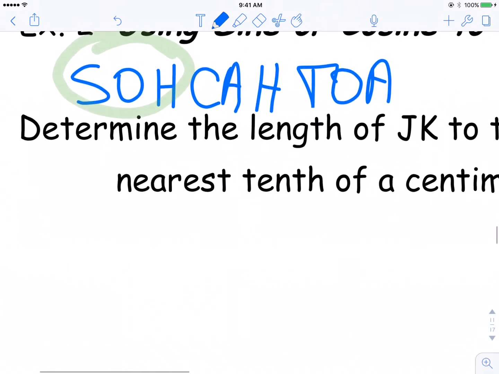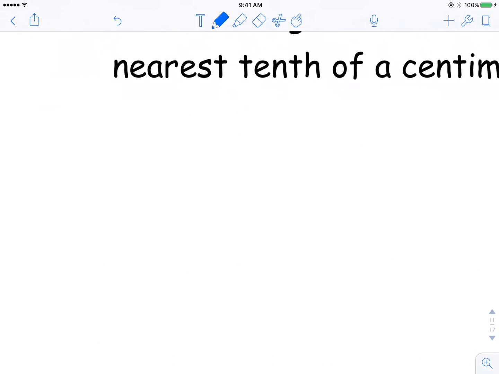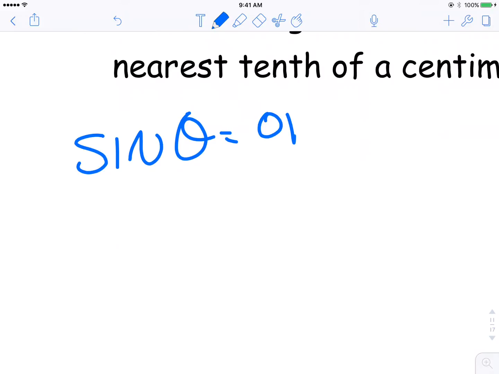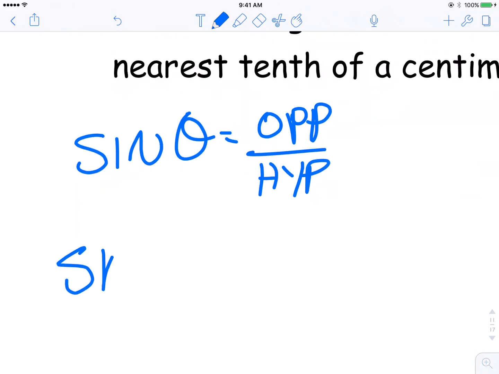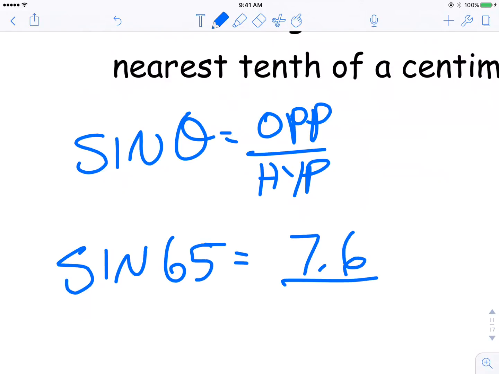Remember, all these calculations are exactly the same. The only thing that changes is which sides I use off my triangle and the trig function. So I start with my formula. Sine of an angle is equal to opposite over hypotenuse. I fill in what I know. Sine of 65 degrees is equal to my opposite side, which was 7.6, over my hypotenuse, which I called X.